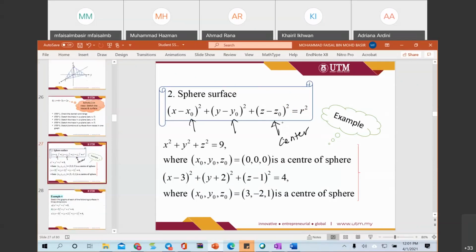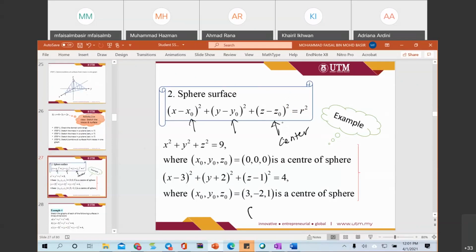If like this it means negative, the center will be 3, -2, 1. So always negative here. If there is no negative, you just put -2. So negativity will become positive.